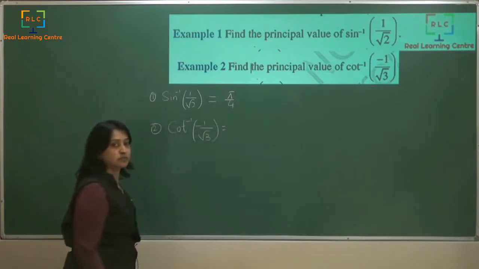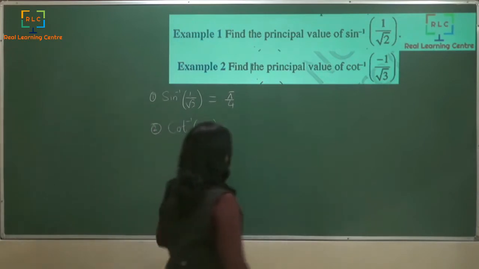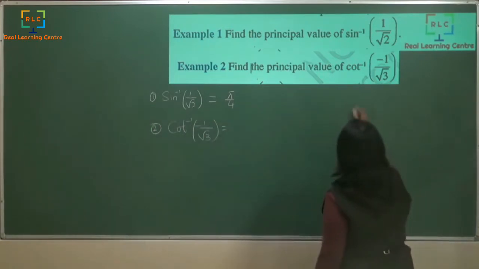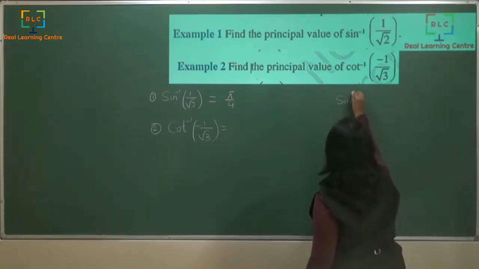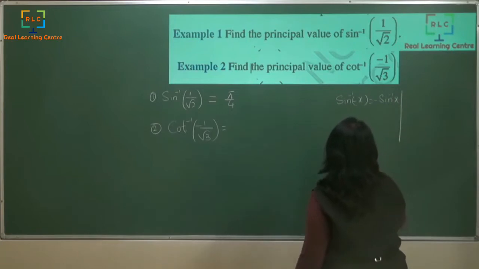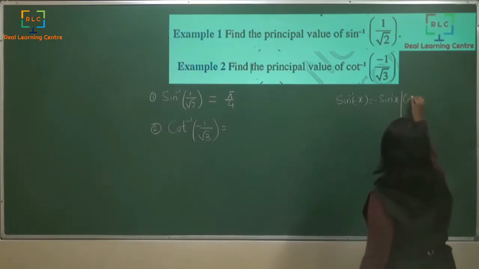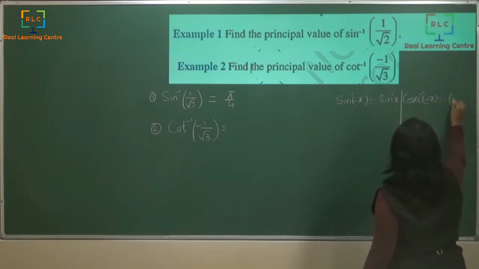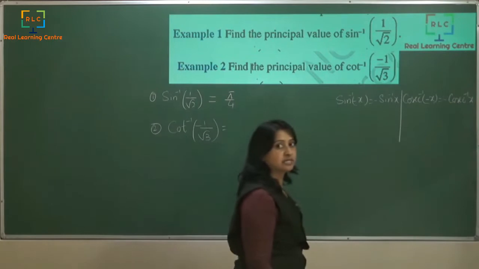As we have seen the first property regarding these minus signs, let me write. Sine inverse of minus x is equal to minus sine inverse x. The reciprocal of sine inverse x is cosecant inverse. That also will have the minus coming outside. It is only minus cosecant inverse x.